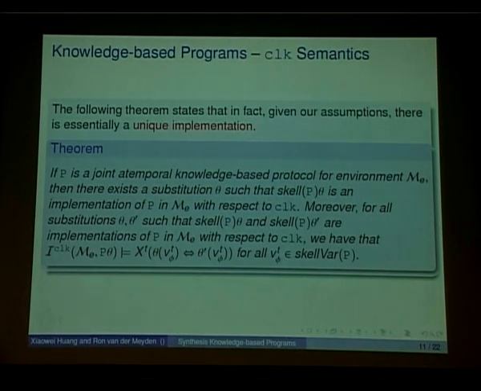The good thing is that in our context, we do have a unique implementation. The uniqueness means that if we have two different substitutions, then these substitutions are actually the same in the sense that they are interpreted at the correct time. So in this way, they are equivalent. We know that one of the difficulties for knowledge-based programs is that there may not necessarily be an implementation, or if there is an implementation, there may be more than one. But in our case, we have a unique implementation.